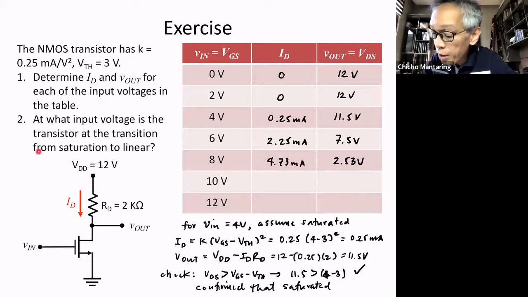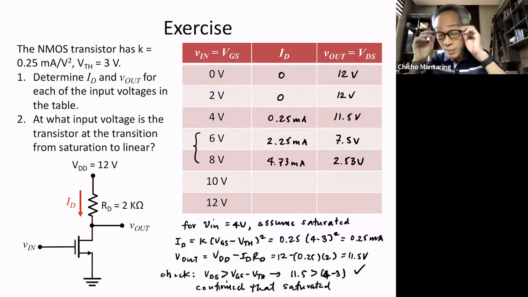At the same time, I want you to think about this. At what input voltage is the transistor at the transition from saturation to linear? We know here that we're in saturation. Then at this 8 volts, it suddenly became linear. So somewhere in between these two, there's a transition from saturation to linear. So I want you to solve for that.